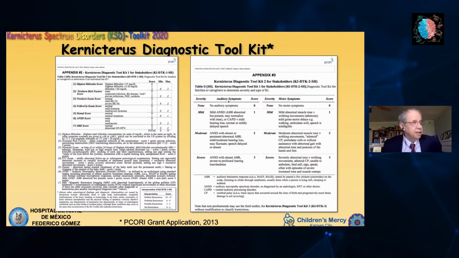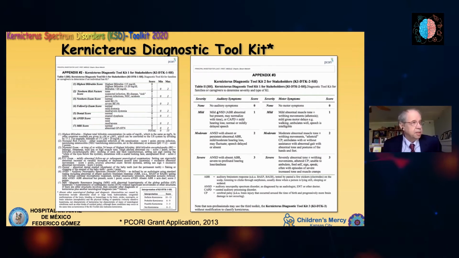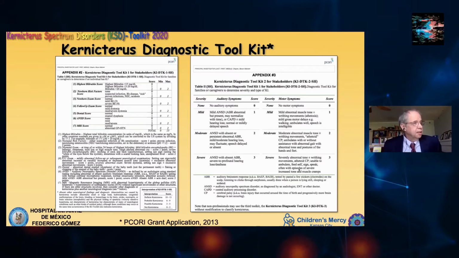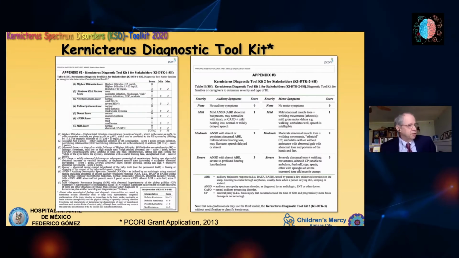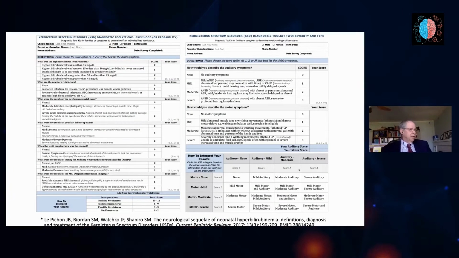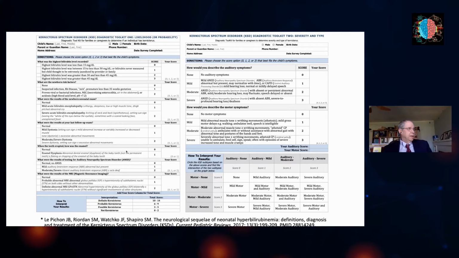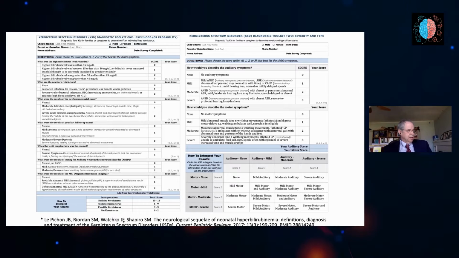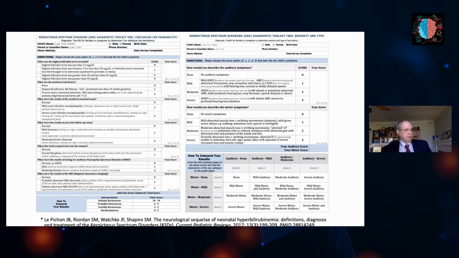And then we also had a second part of the toolkit which told the type and severity. So I classified things as auditory or motor symptoms, mild, moderate, severe, with some definitions of those. So let me just show you. This is the latest iteration of the toolkit, which was published by Dr. Lippischon, Reardon, John Watchko, and myself in 2017.